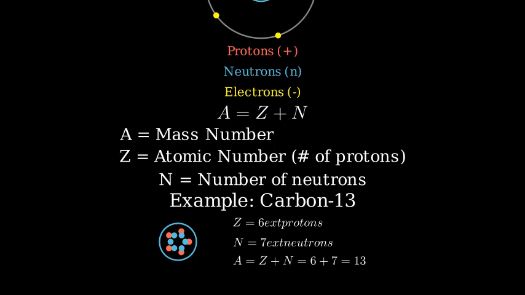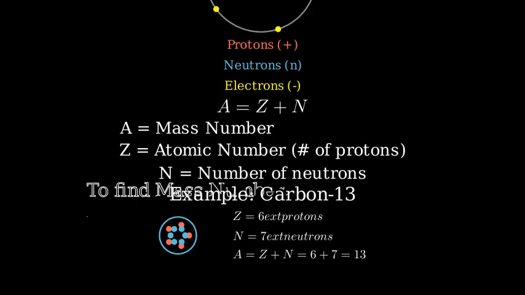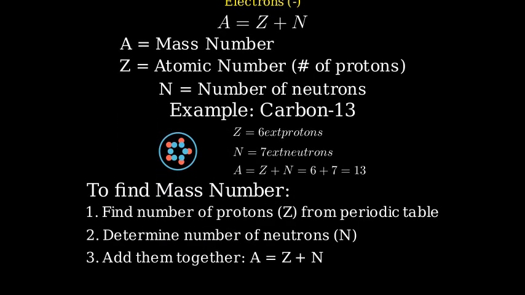And that's how you find the mass number of an element. Remember, just add the number of protons and neutrons together. The proton number you can find from the periodic table, and the neutron number will either be given to you or can be calculated from the isotope information.